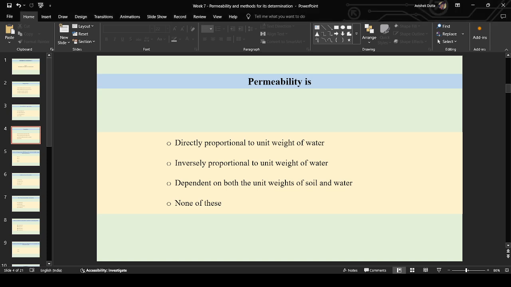Okay, I'll repeat the question. Permeability is first option directly proportional to unit weight of water. Second option, inversely proportional to unit weight of water. Third option, dependent on both the unit weights of soil and water. And last option is none of these. None of these. Okay. Next question.